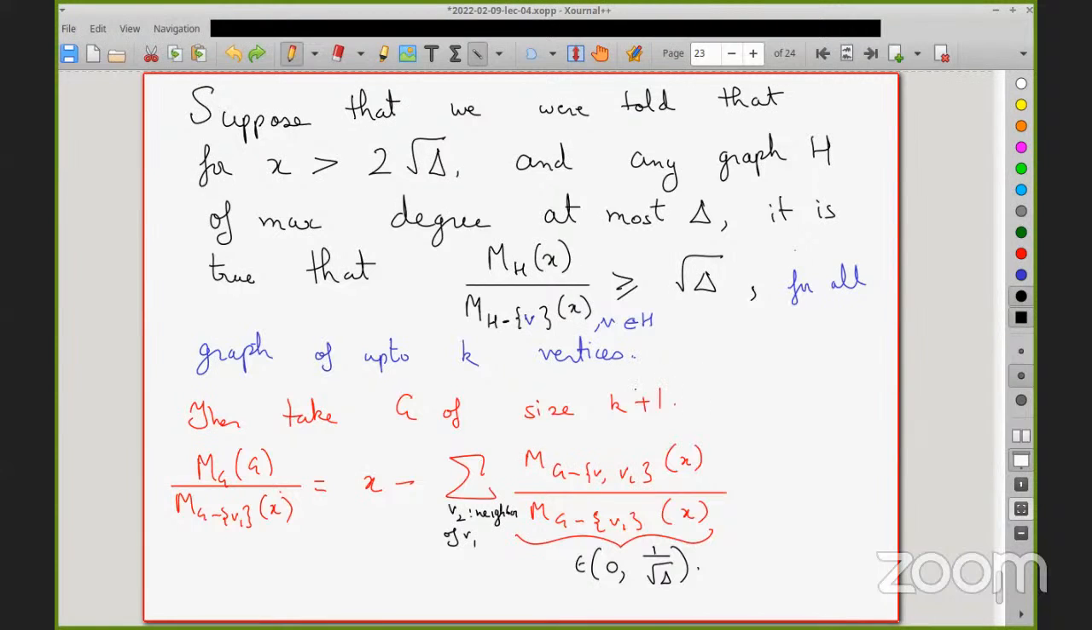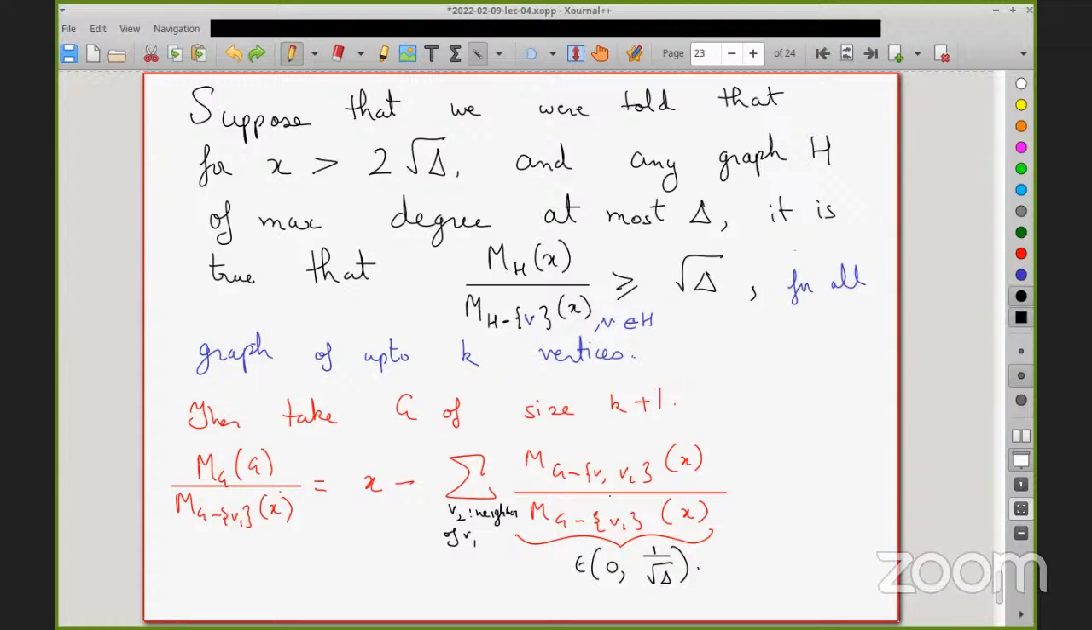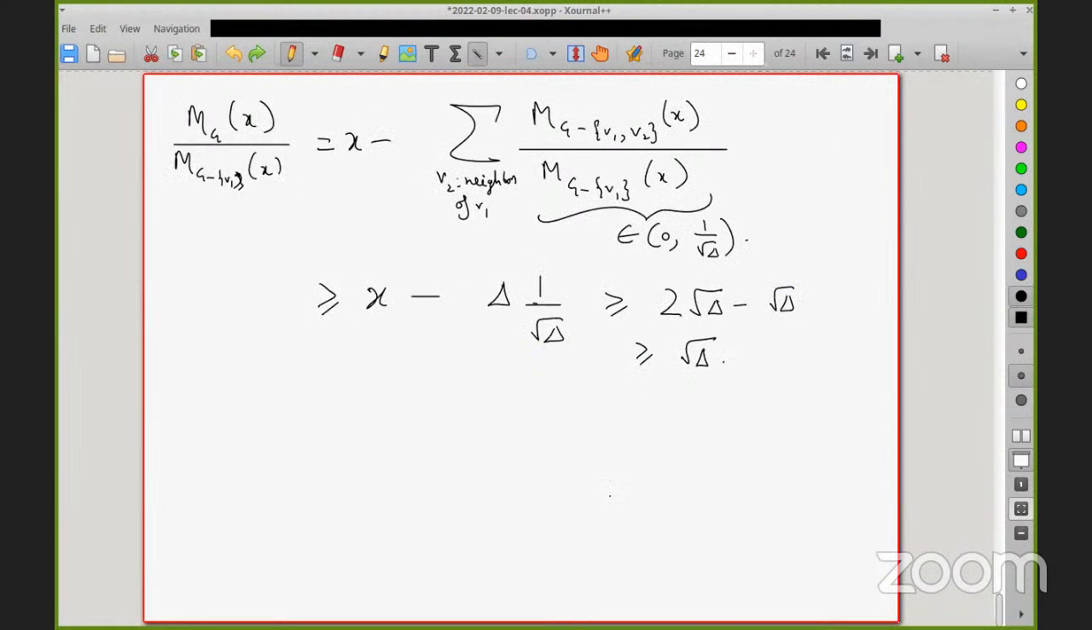But so yeah, the crucial thing I want to say right now is that this thing does seem to telescope, sort of dovetail, in this way: if x is bigger than some 2 times root delta, and if for all such x the ratios for smaller graphs are large, then the ratio for the big graph is also large. So right now there are lots of loose ends.